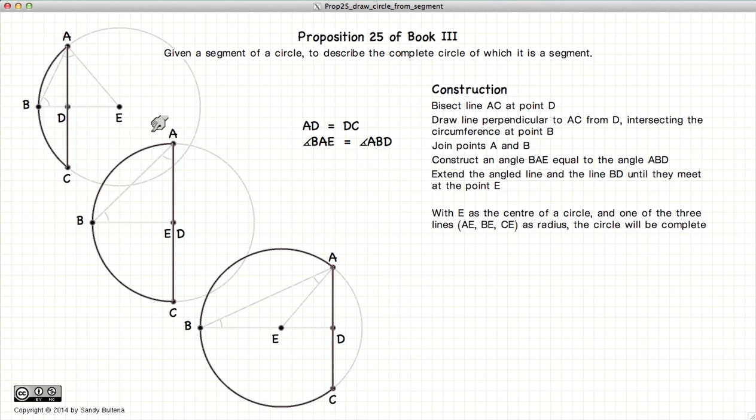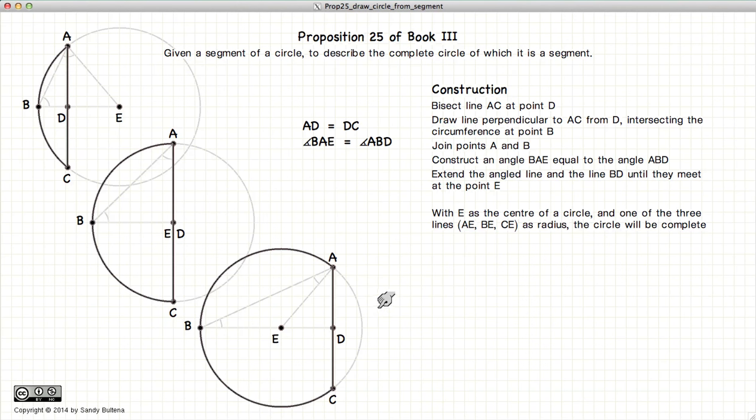Now E is the center of the circle. And if E is the center of the circle, we just take one of the lines, AE as the radius, or BE as the radius, and draw our circle. And here we have drawn our circles for each different type of semicircle.